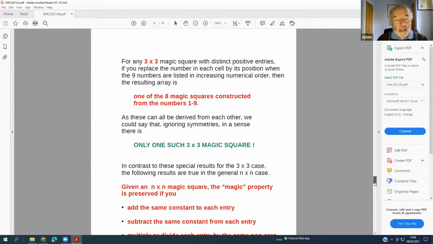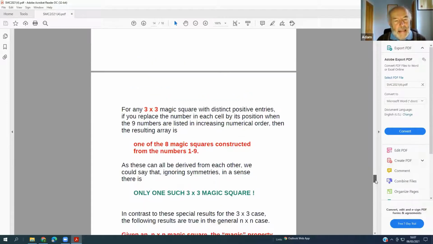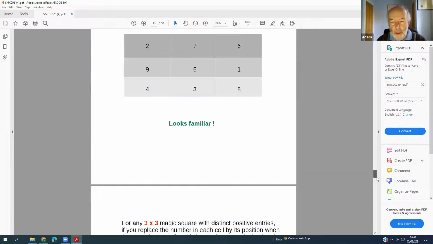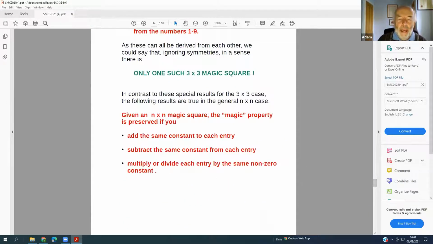Now, in contrast to stuff we've been doing for 3 by 3s, this last thing we did up here, subtracting 2 and so on, that works in general. If you've got an n by n magic square, the magic property is preserved if you add the same constant to each entry, or you subtract the same from each entry, or you multiply or divide each entry by the same non-zero constant.